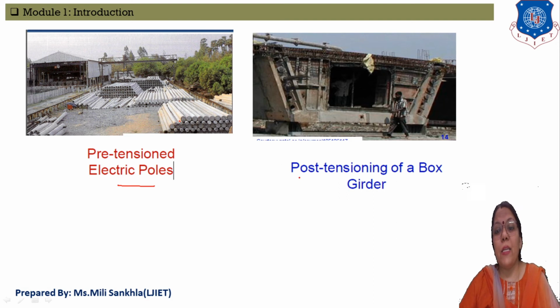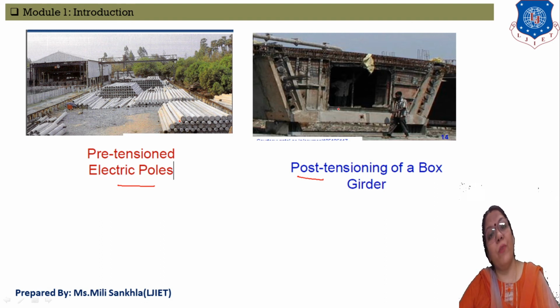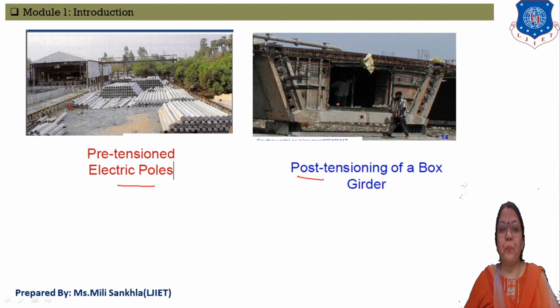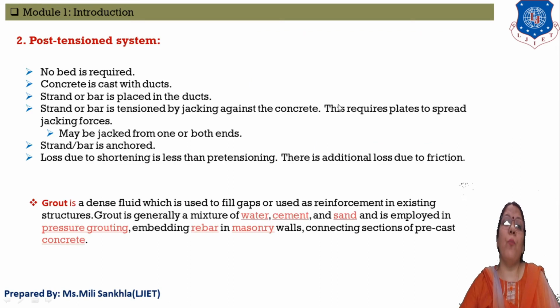And second is post-tensioning. Okay, what is post-tensioning? I will explain. Post-tensioning box girder: if you want to construct an underpass or bridge, this type of post-tensioning box girder we use. Now next one is the post-tensioning system, the second part of pre-stressed concrete. First is pre-tensioning and second is our post-tensioning.